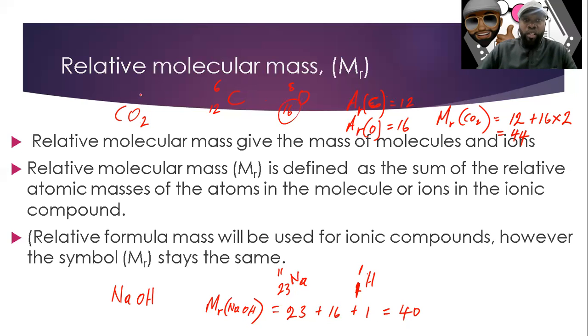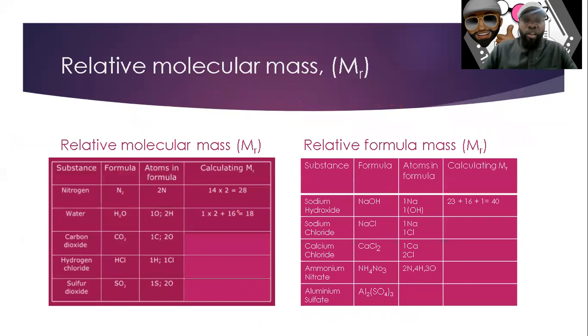So for a molecular compound, or you can say for a covalently bonded compound, it's called a relative molecular mass, and for an ionic compound, it is called relative formula mass. Okay, here we've got some worked examples and some boxes for us to work out the relative formula mass and relative atomic masses of these compounds. We've already calculated for carbon dioxide.